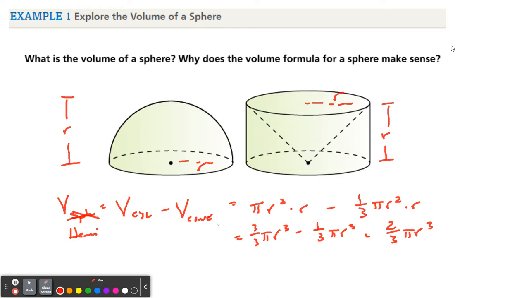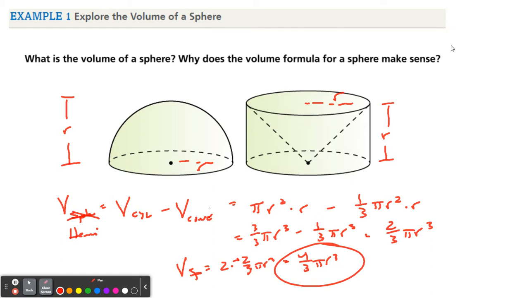So to find the volume of the sphere, we need to double this. So to find the volume of the sphere, we're going to take 2 times 2/3 pi r cubed. And that would be 2 times 2, which is 4/3 pi r cubed. And there's your volume formula. And that is how you find the volume of a sphere.